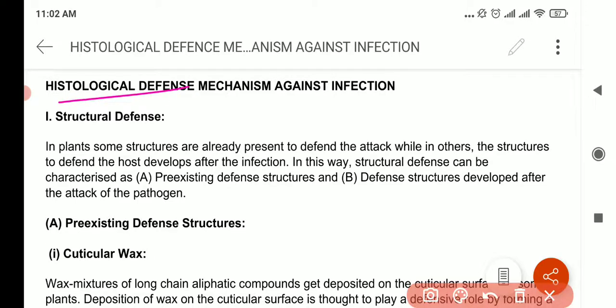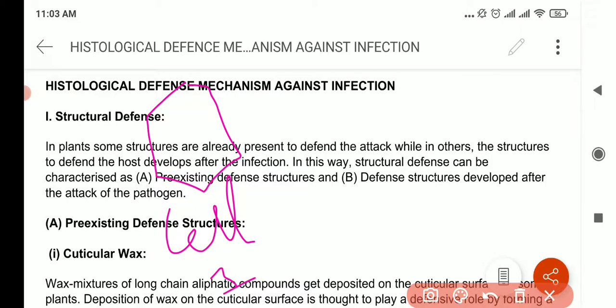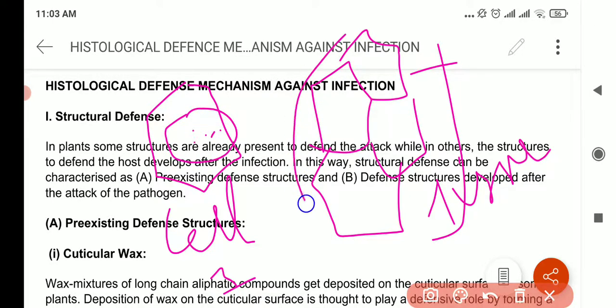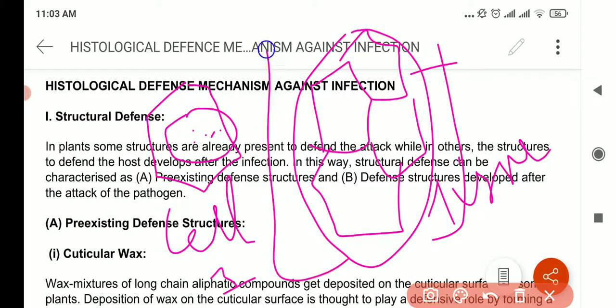histological defense. Histological defense means defense in the tissues. Tissues means this is one cell, right? So this is a group of cells. This group of cells makes up a tissue. So let's say this is one xylem cell. This is a group of cells of xylem. These are your sieve tubes or sieve cells, or xylem elements, you know.